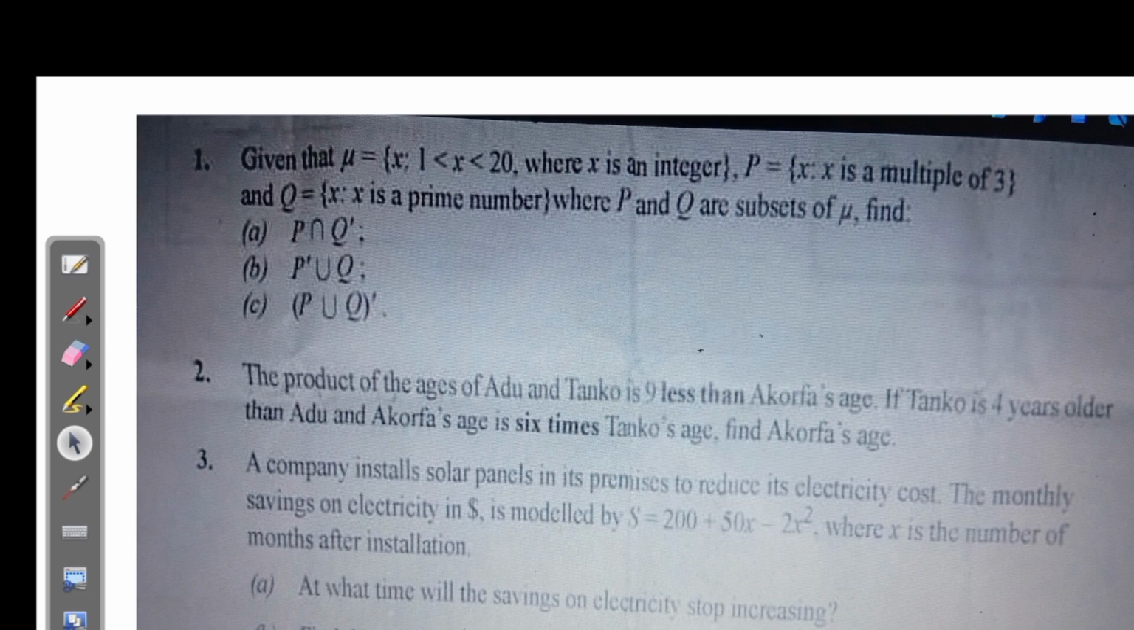The product of the ages of Adu and Tanko is 9 less than Akopa's age, if Tanko is 4 years older than Adu. So, from this statement, Adu is the youngest. Akopa's age is 6 times Tanko's age. It means Akopa is the oldest. Find Akopa's age.